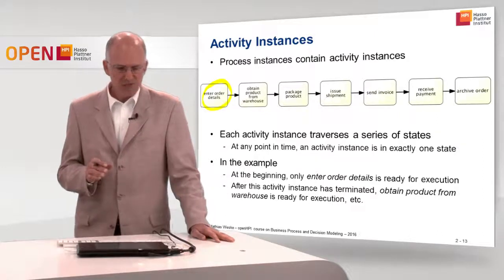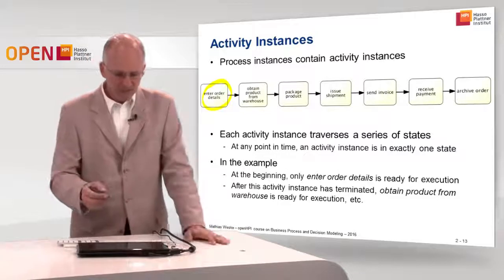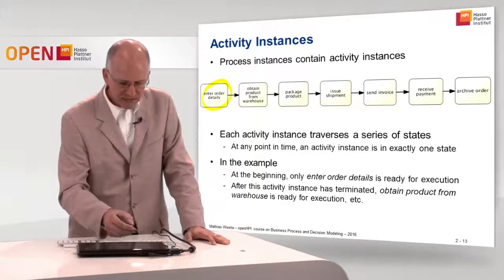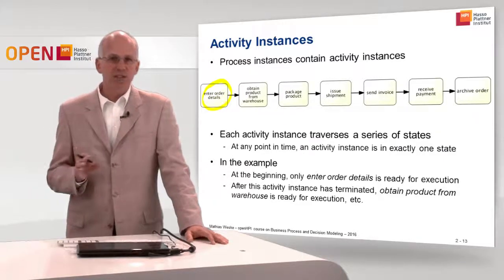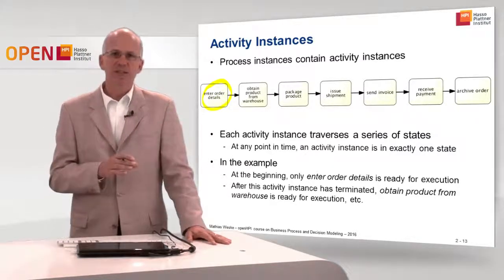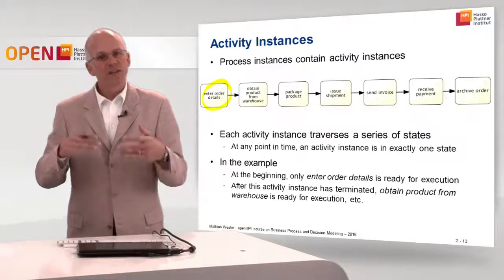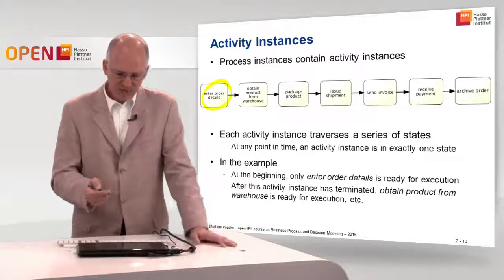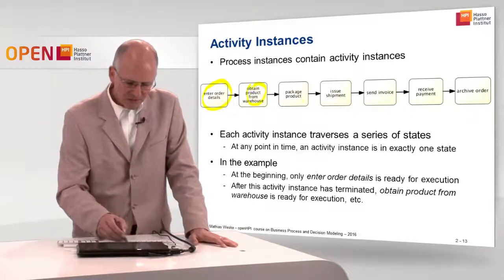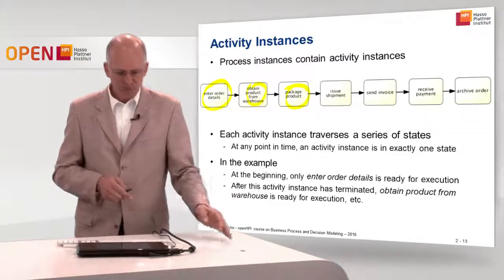Once an activity is in the ready state, it can be executed, it can be running, it can be performed. So this first activity instance can then be performed. At that point, the second one can still not start because it waits for the first one to terminate. Once the first activity has terminated, the second one can start. It can enter the ready state and can then be executed. So we see that all these activity instances we have here traverse a series of states, starting from initial, going through to the terminated state.